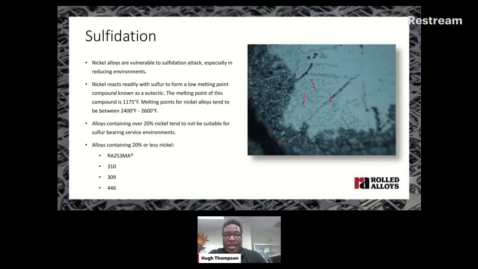So if you are operating in an environment that contains sulfur, it's best to consider Ra253MA, alloy 310 or 309, as well as 446.